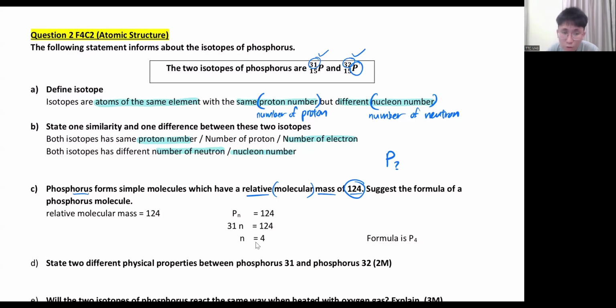So guys, overall, from here you can actually get a whole number. I would say 31 is the more suitable one, phosphorus 31. So from here, you put in your 31, and you look for the n, then you substitute your n equals 4 back to your Pn, then you get P4. So this is like a reverse way to calculate that. By knowing the total mass, I can know the formula of this chemical.